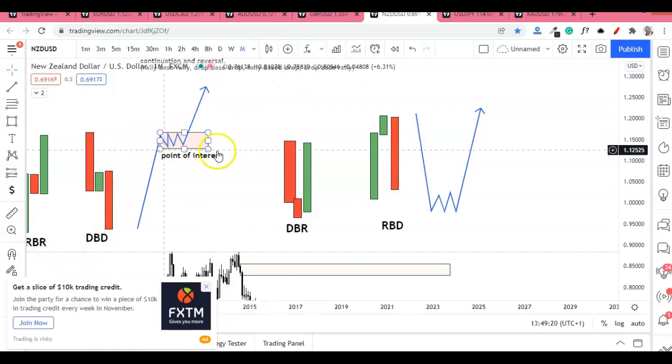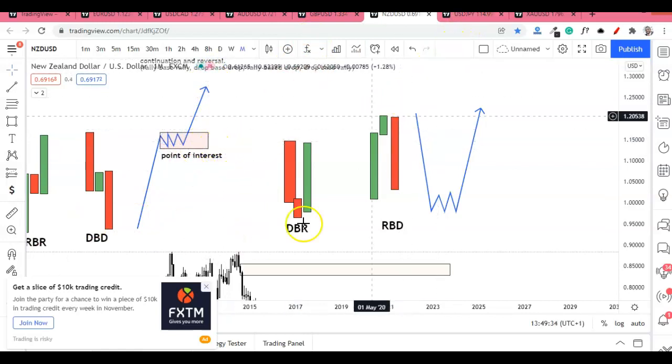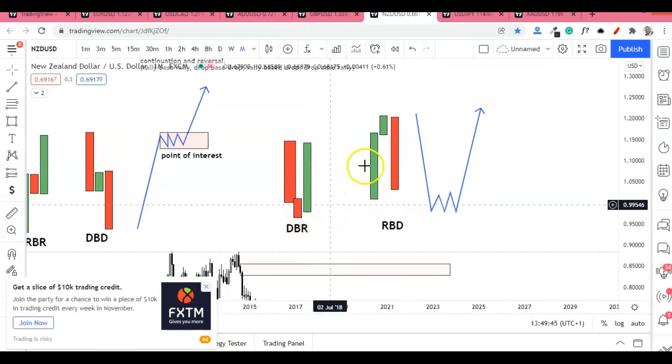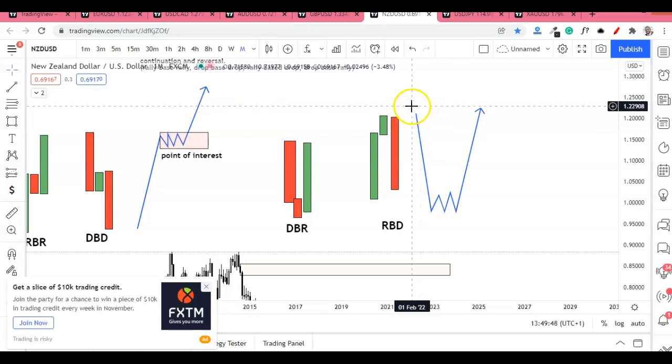For a rally-base-rally, we expect price to come down into this base. Once it touches this base, we expect it to continue. Continuation pattern: we have an up move, price retraces into this base, then continues. That is our expectation. For a reversal, we have a down move and an up move, and now we expect price to come back in here, test this demand zone, then move upward.